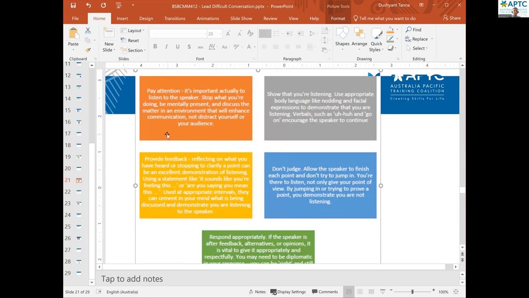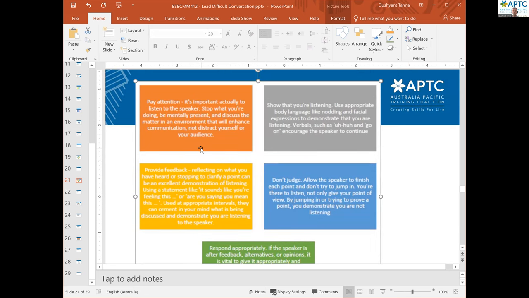So, another important thing is you should pay attention. It's important that you listen to the speaker. Stop what you are doing. Be mentally present. Discuss the matter in an environment that will enhance the communication. Do not distract yourself or your audience. Okay? Show that you are listening.